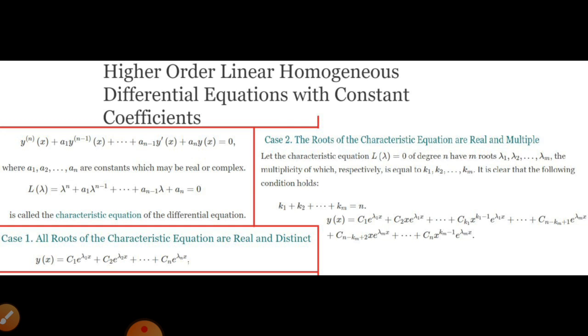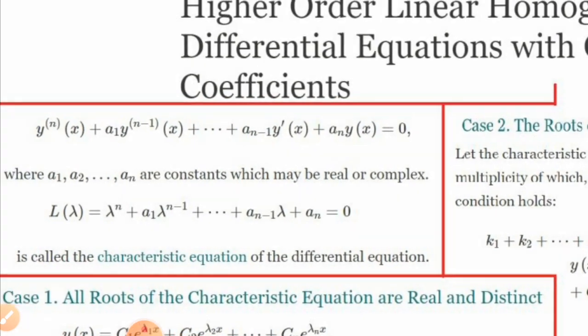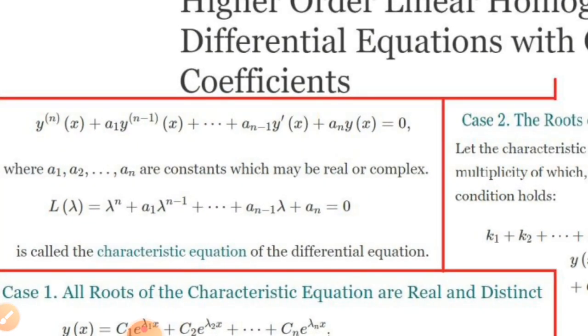A homogeneous equation can be written in the general form like this: y^n plus a1 y^(n-1) plus dot dot dot. So, basically y^n represents the derivative of y taken n times, and y^(n-1) means n minus 1 times, and all the coefficients like a1, a2, a3 are constants.